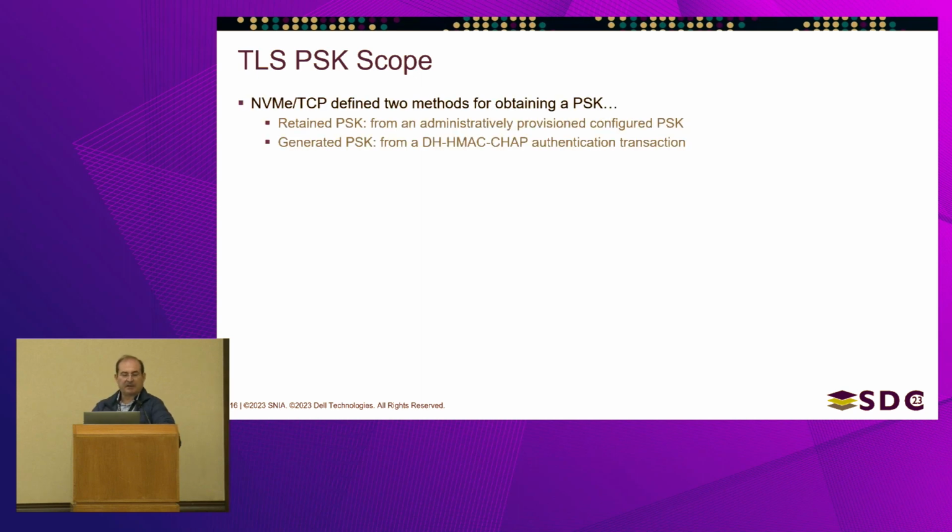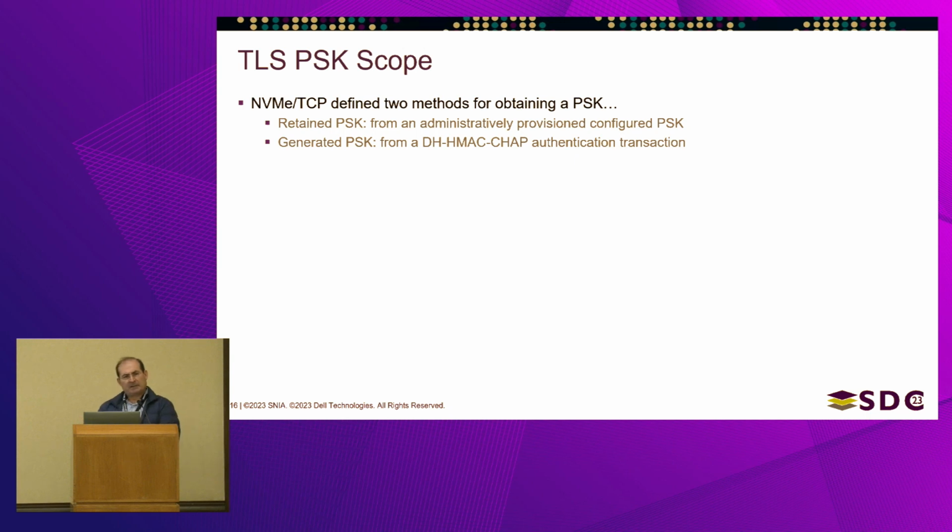In the P811, we define two methods to define a PSK. The first one is a retained PSK, something that I administratively provision. So the administrator sets up a PSK on the host and sets up a PSK on the subsystem. That is what will be used to set up the TLS connection. Or the generated PSK, which is what I just said, in which we first perform an authentication transaction. The authentication transaction generates this PSK, and then I use this one.